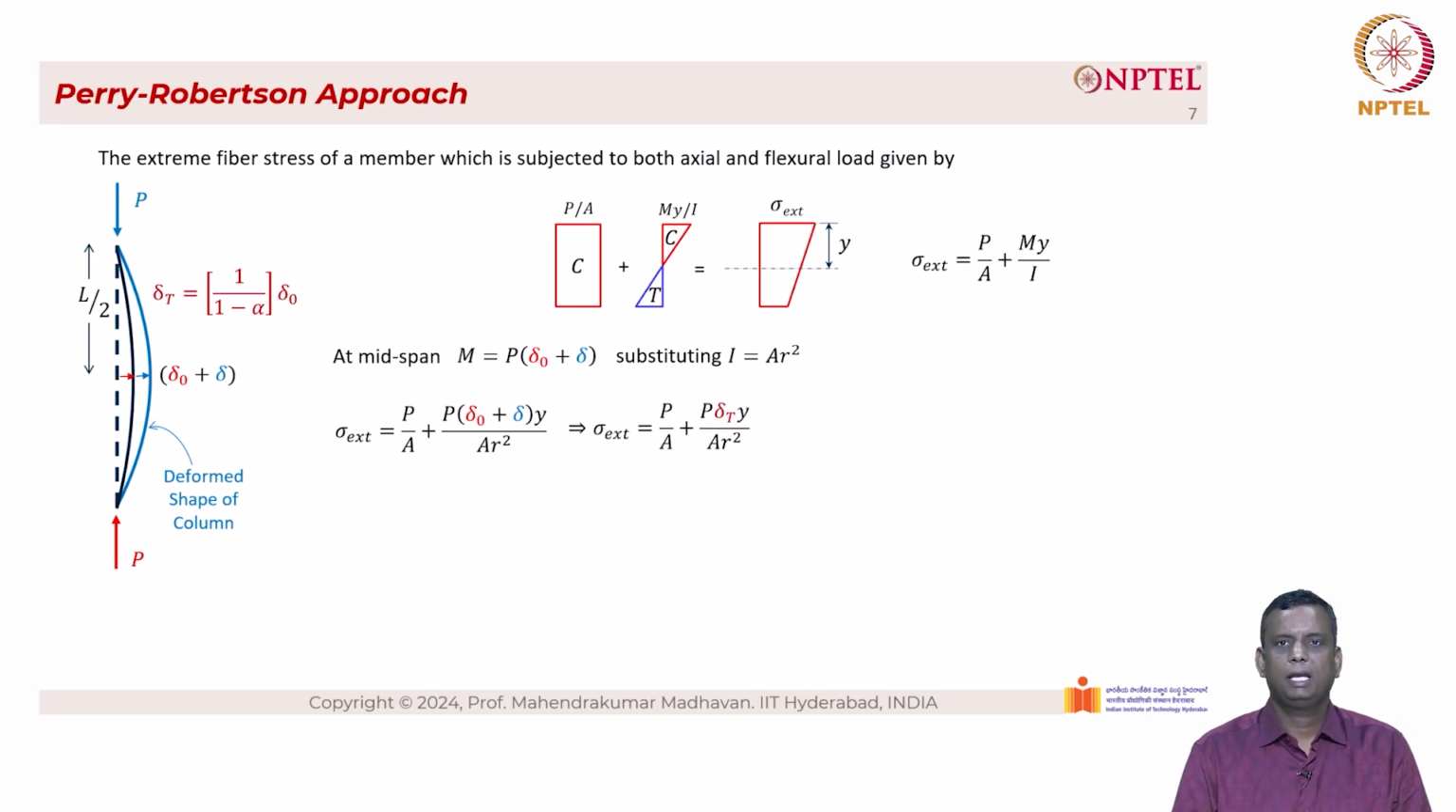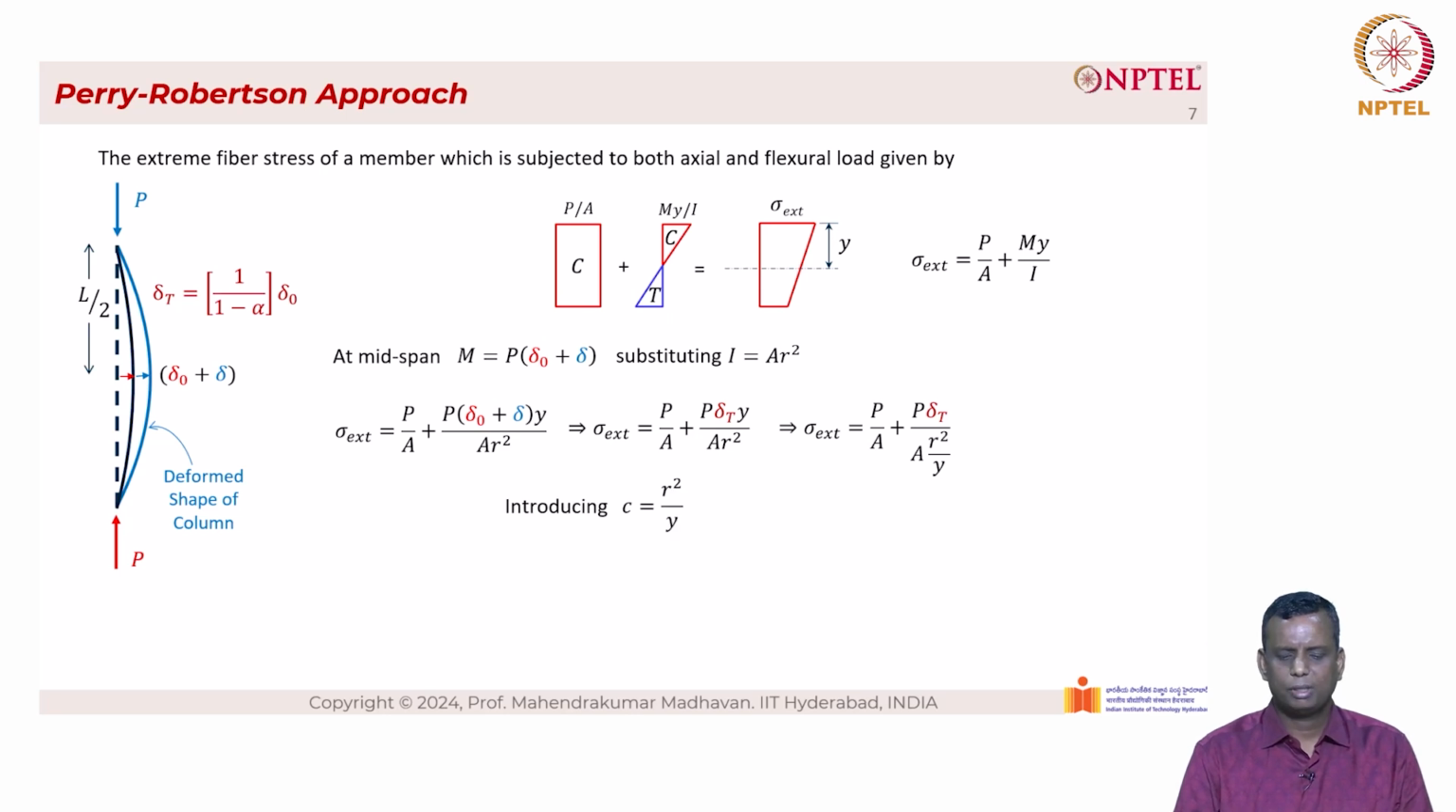We have P by A plus P into delta total into y divided by A R square. The delta total is represented as delta naught plus delta. We also know that the delta total is given by 1 by 1 minus alpha into delta naught. And here in this equation, we can reformulate this one by stating that the extreme fiber stresses is equal to P by A plus P into delta sub T divided by A into R square by Y.